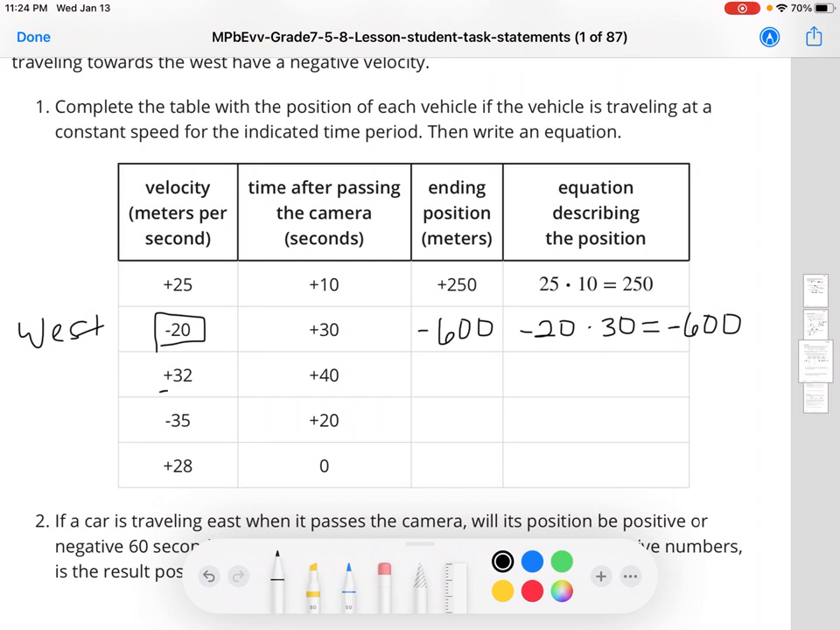Okay, here we have a positive number. So it means I'm traveling east at 32 meters per second. And 40 seconds have passed after I passed the camera. So I know my equation would be 32 times 40. So what is my ending position? 1,280 meters.